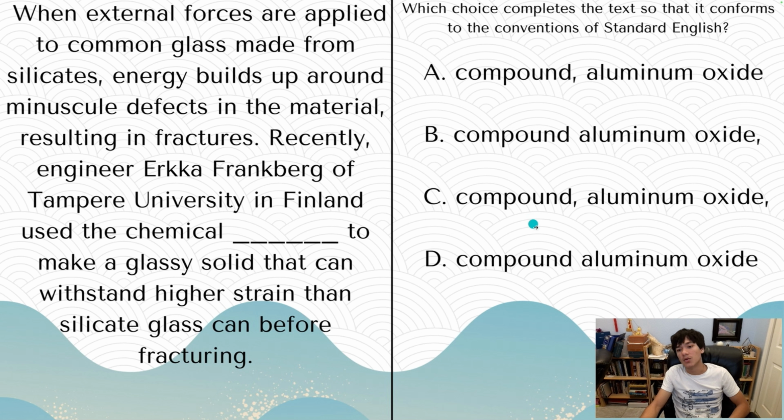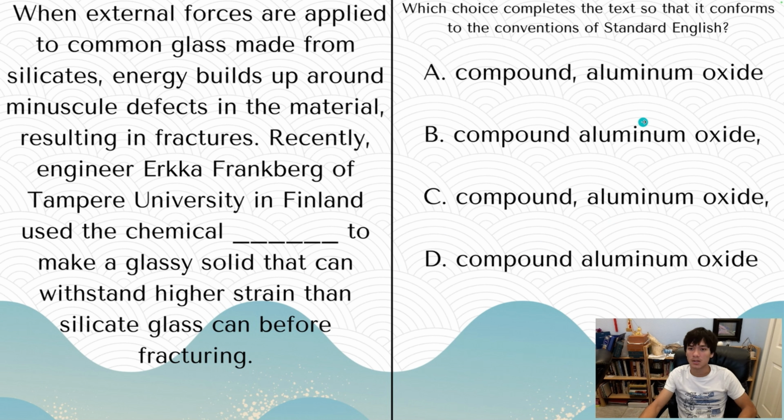So which one here would be the correct option? We just went over commas actually, so this one hopefully wouldn't be too bad. But the answer here is D, okay? Because it's a single idea, okay? This lady used the chemical compound aluminum oxide to make a glassy solid that can withstand higher strain. Let's say we put a comma here, okay? And it would apply for pretty much all of these. This one is just way more wrong than the other two.